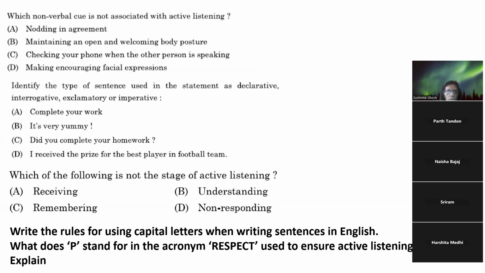Number three, checking your phone when the other person is speaking. Of course, this is not associated with active listening. So it's the C part.